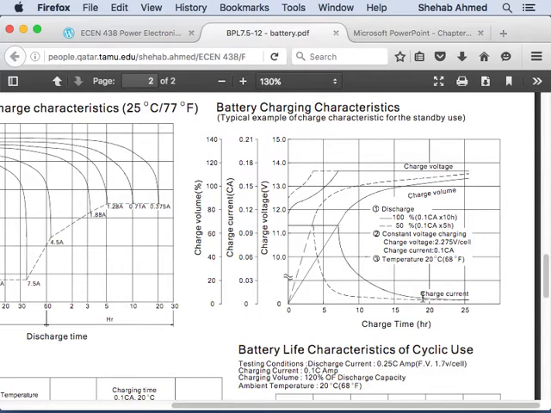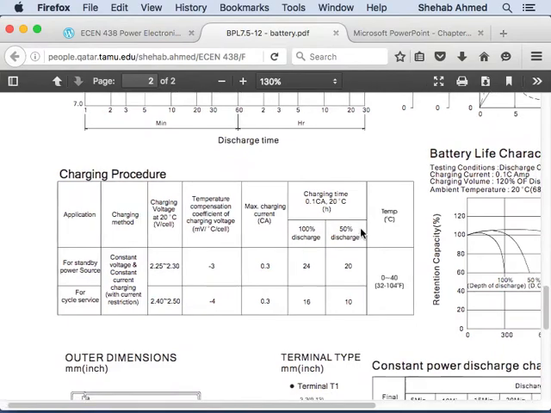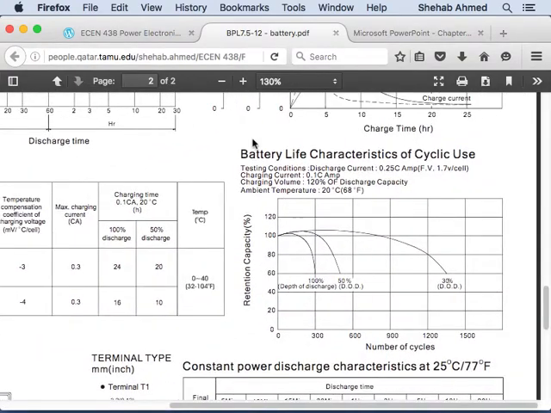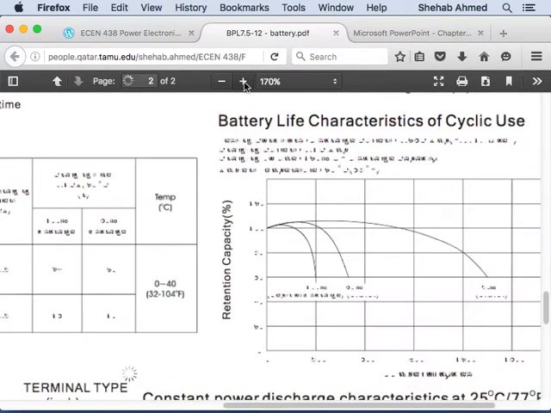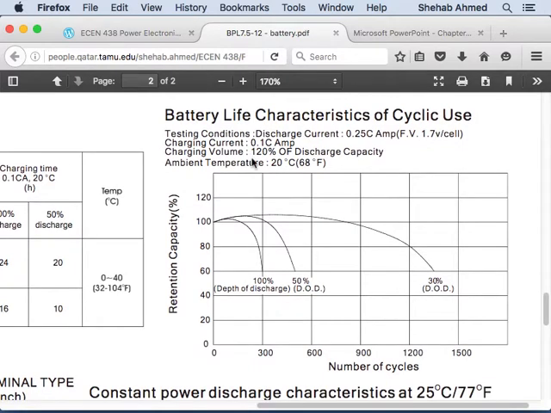This is spec. You can continue charging at the constant current, for example, but if you do that, you're not operating within the spec of the datasheet. If you don't operate within the spec of the datasheet, this is what happens to the battery: charge retention capacity. Even though this battery is able to be charged with a certain amount of energy, if you charge it in a certain way, for example, this is depth of discharge.